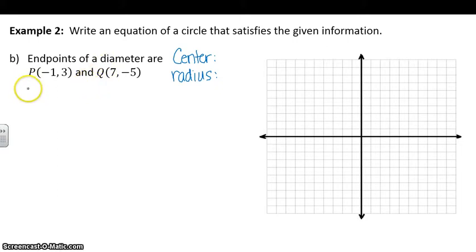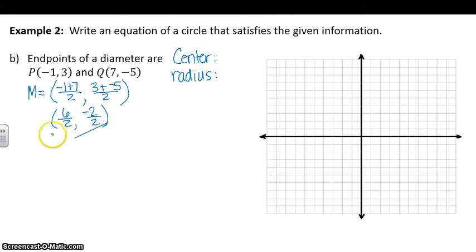Now hopefully you're saying we could use the midpoint formula, because the center has to be at the midpoint of the ends of any diameter, because they're equidistant from the center, from this point to the center and this point to the center. So we would do (-1 + 7) divided by 2, and (3 + -5) divided by 2. So remember, midpoint is when you take the average of the x's and the average of the y's. So that would be 6 divided by 2 and -2 divided by 2. And so what is that? (3, -1). So your center is at (3, -1).